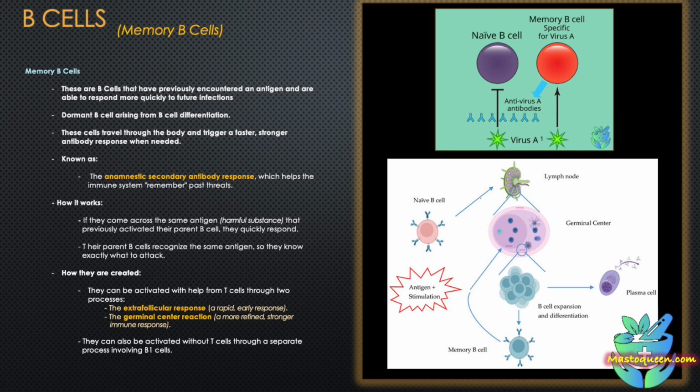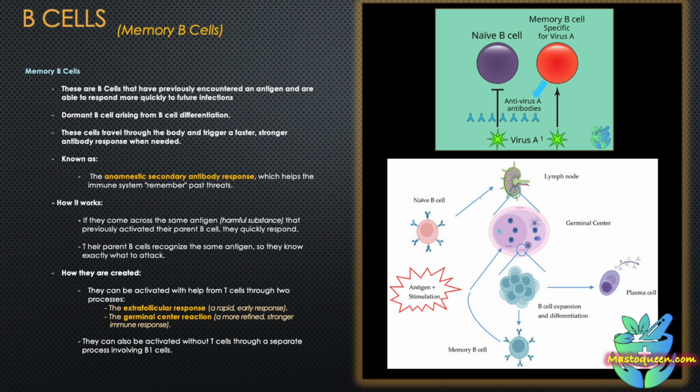Dormant B cells arise from B cell differentiation. These cells travel through the body and trigger a faster, stronger antibody response when needed. The anamnestic secondary antibody response helps the immune system remember past threats. How it works: if they come across the same antigen, say a harmful substance, that previously activated their parent B cell, they quickly respond. Their parent B cells recognize the same antigen, so they know exactly what to attack.